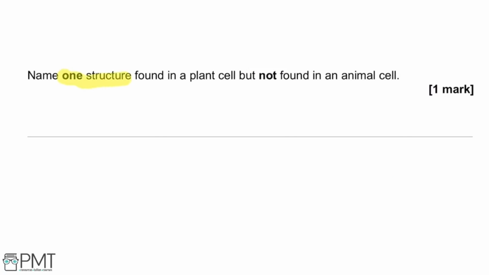Name one structure found in a plant cell but not found in an animal cell. So there are a few potential answers here. You could mention the cellulose cell wall, which isn't needed so much by the animal cells because animals have skeletons, whereas the plants need that cell wall for support and keeping it rigid.